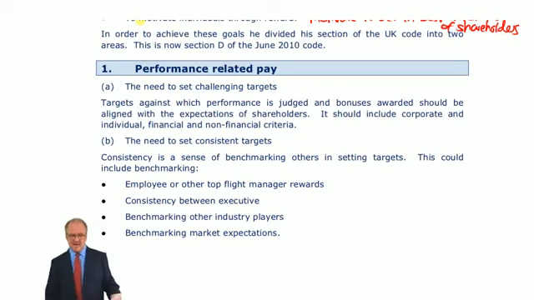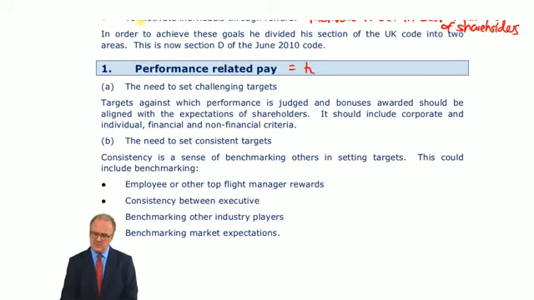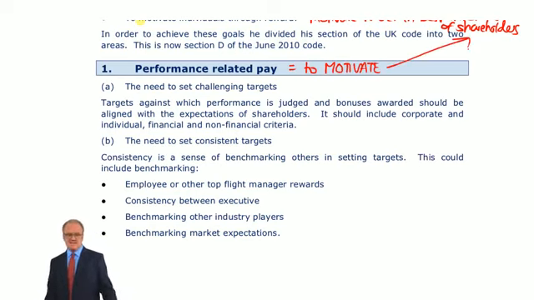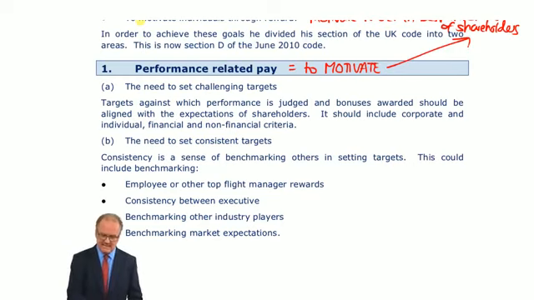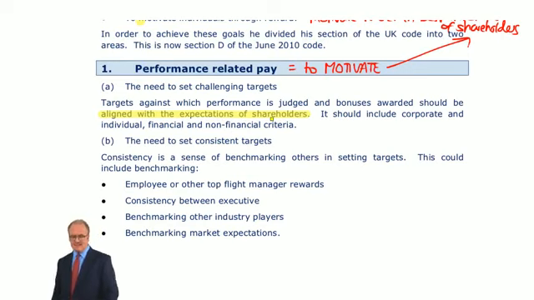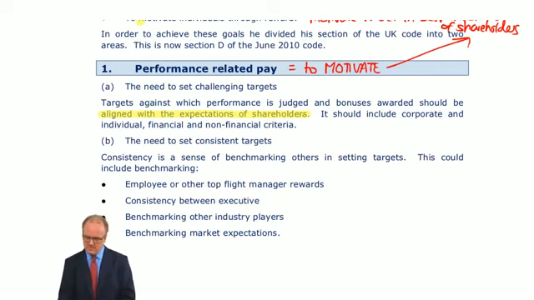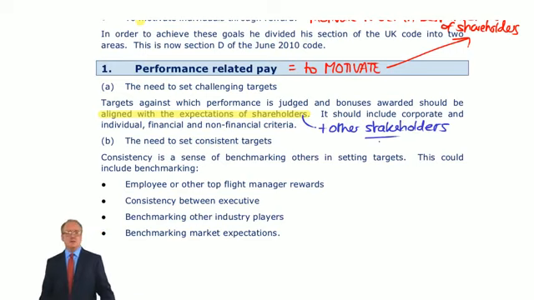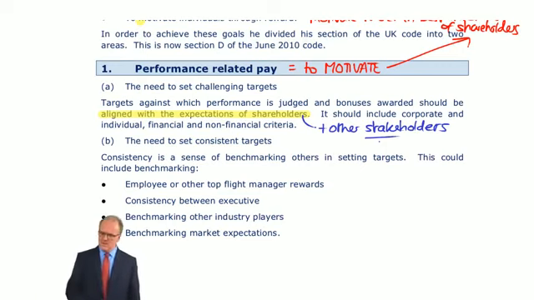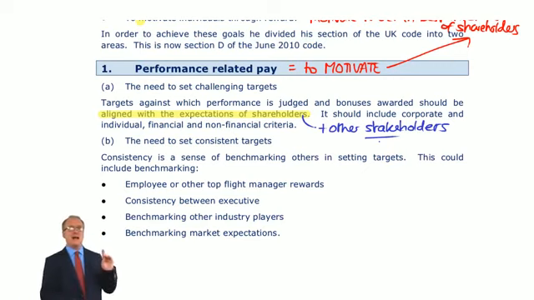So performance related pay is the primary way where we can try to motivate, as we've just seen, the directors to act in the best interests of shareholders, as it says just there. As I said though, you might also want to throw in some criteria based on other stakeholders as well. You'll notice it says corporate, individual, financial and non-financial criteria.